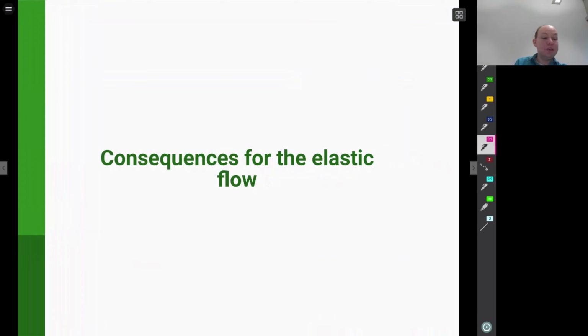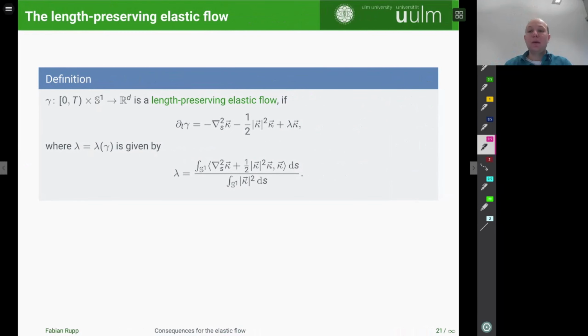Okay, so thus we have seen that it is possible to guarantee the embeddedness of a curve in the plane purely in terms of its energy, in terms of its elastic energy and the length. And what I want to do now is discuss the effects this has for the corresponding geometric evolution equations. So let's talk about the elastic flow. And I want to focus on the length-preserving elastic flow now.